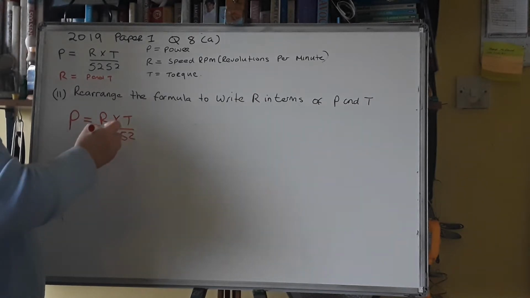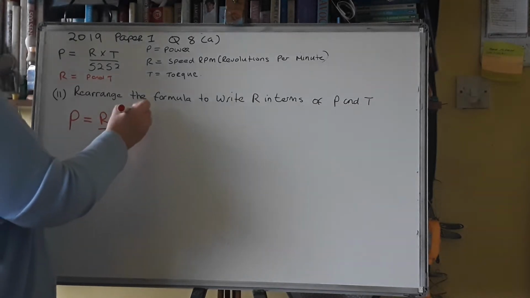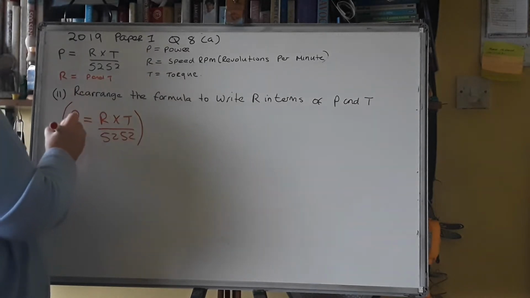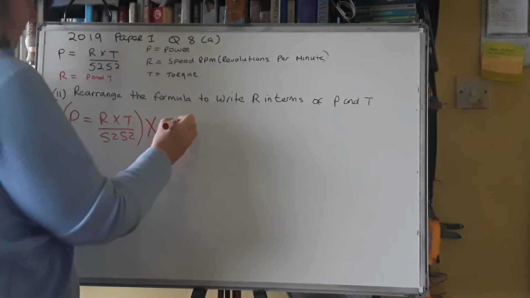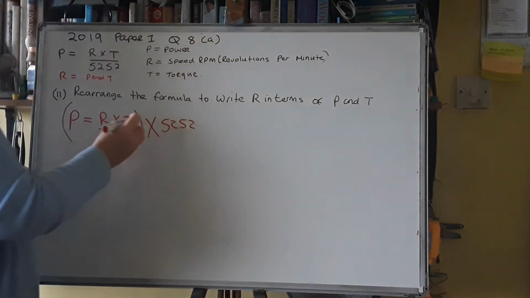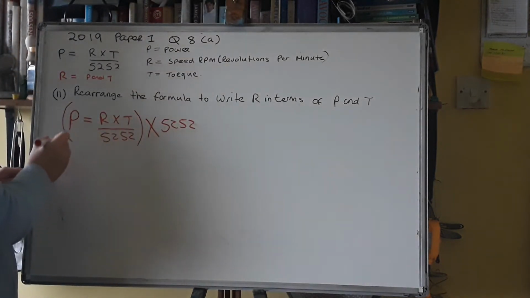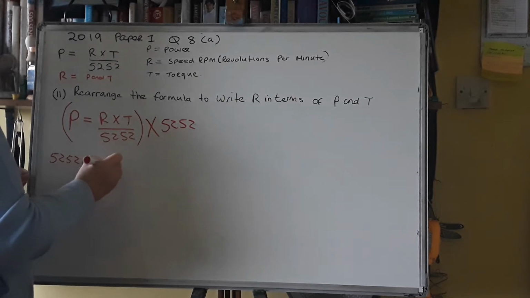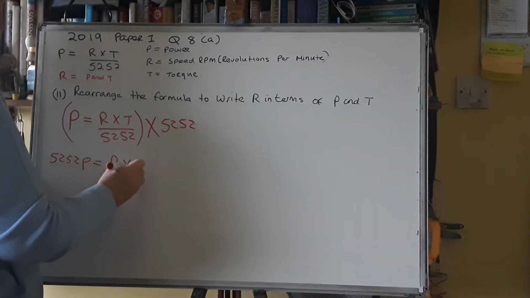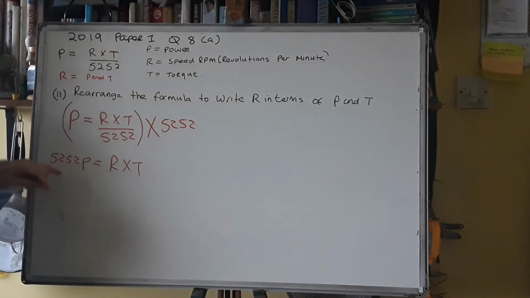So to get rid of the 5252 down there, we're going to multiply the whole of that by 5252. And when you multiply all of that by 5252, you get 5252 times P equals R times T. What it does is it puts the 5252 over there in front of the P and gets rid of it underneath the R and the T.